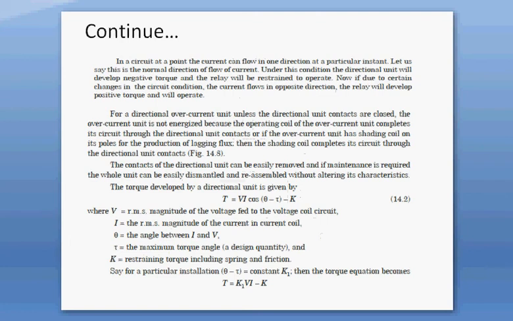Now this is the expression for torque developed by the directional unit: T is equal to VI cos(theta minus tau) minus K, where V is the RMS value of voltage fed to the voltage coil, I is the RMS magnitude of the current, theta is the angle between V and I, tau is the maximum torque angle, a design quantity, and K is the restraining torque, which includes spring and friction. Say at a particular installation, theta minus tau is constant and equal to K1. So the expression of torque becomes T is equal to K1 VI minus K.